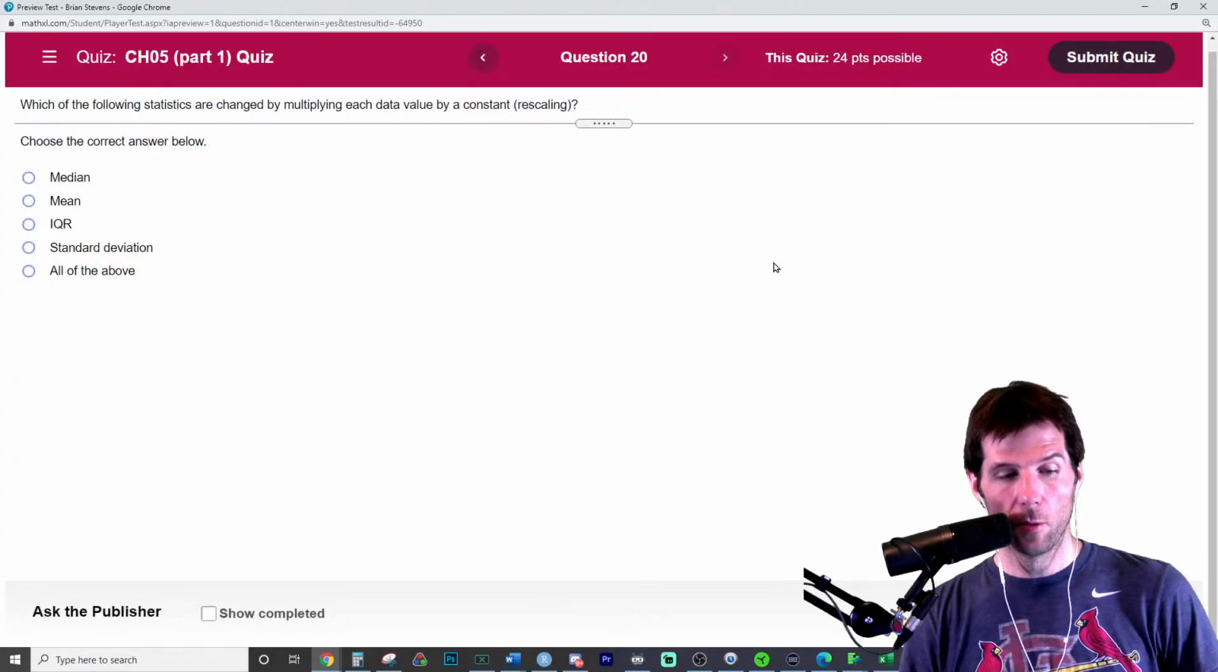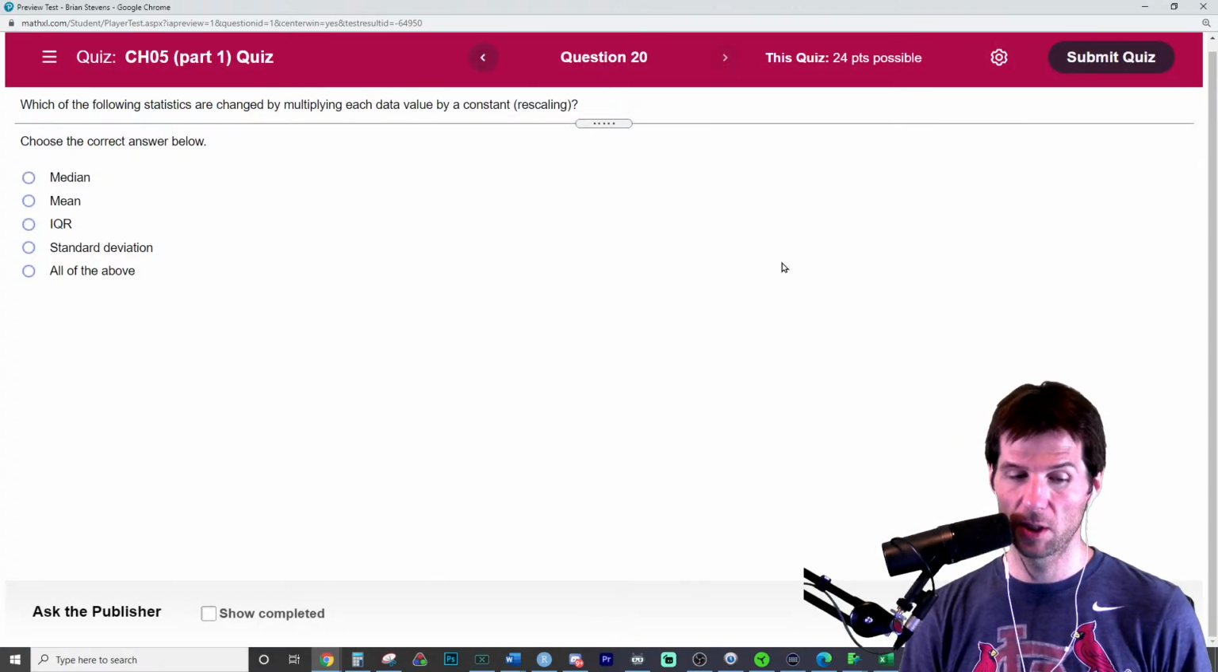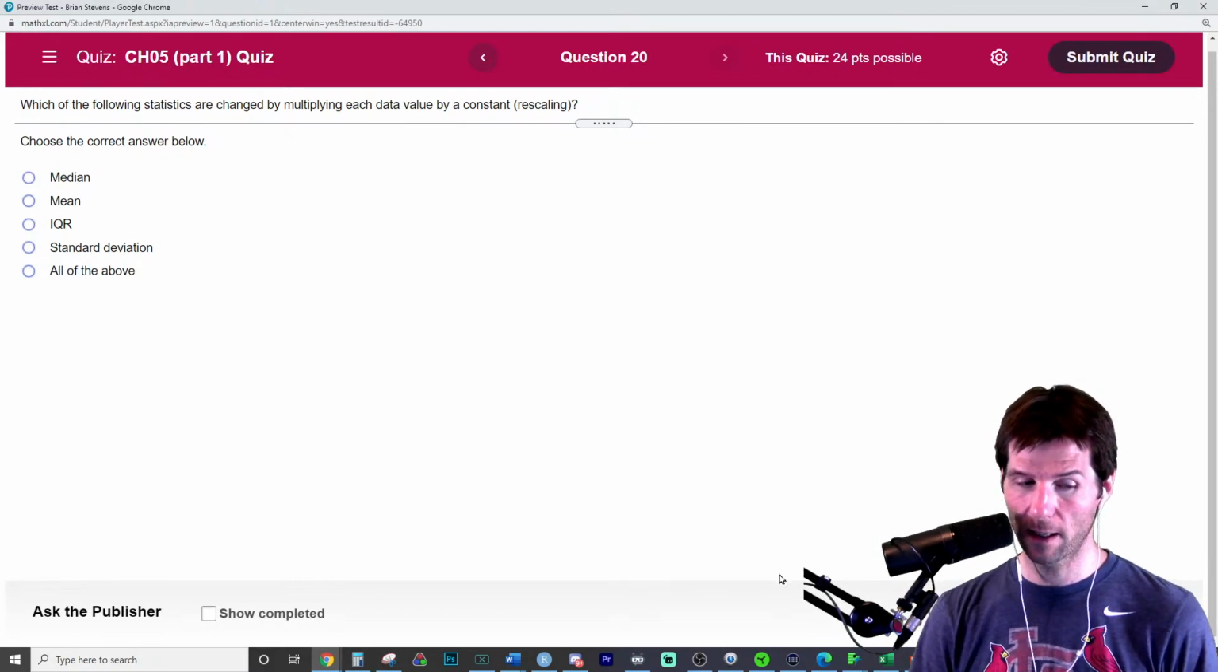Oh, here we go. Which of the following statistics are changed by multiplying each data value by a constant?